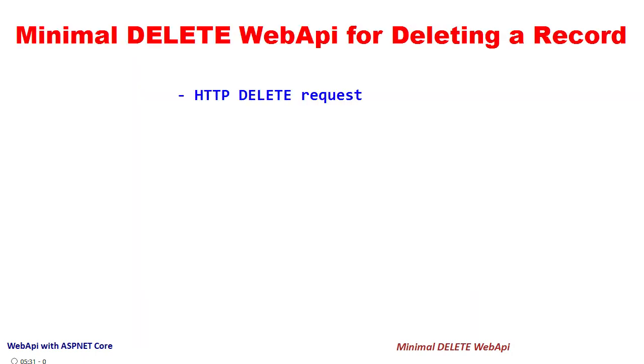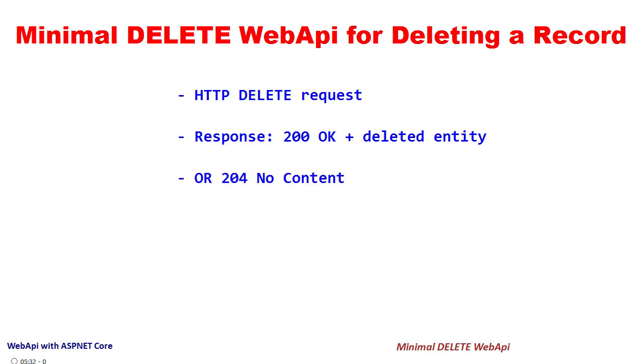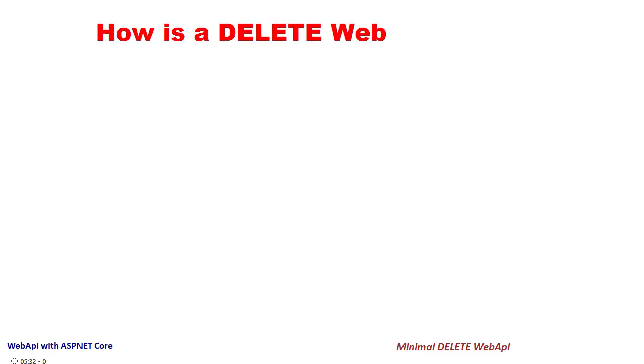An HTTP delete request is used for deleting a record. The server sends a 200 OK response on successful deletion along with the item that was deleted. Alternatively, it can send 204 no content if the deleted item is not or cannot be included in the response. Let us now see the implementation of this API in this tutorial.